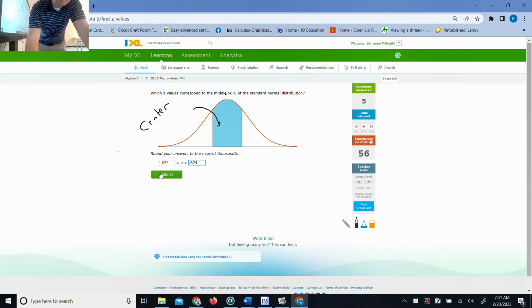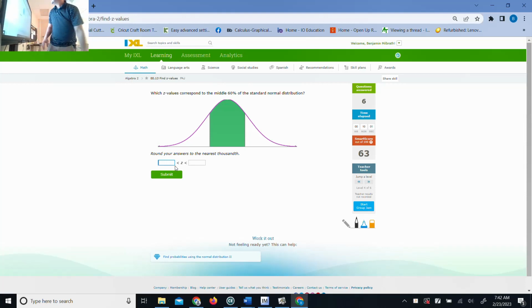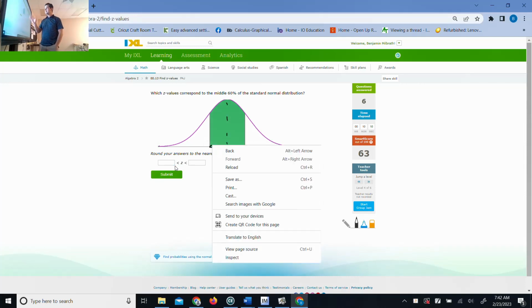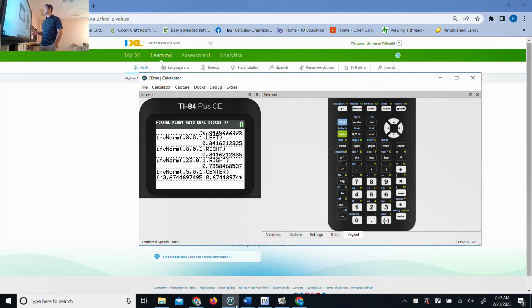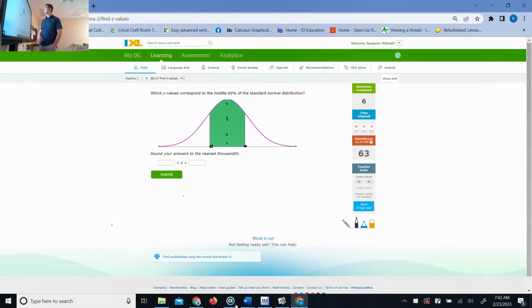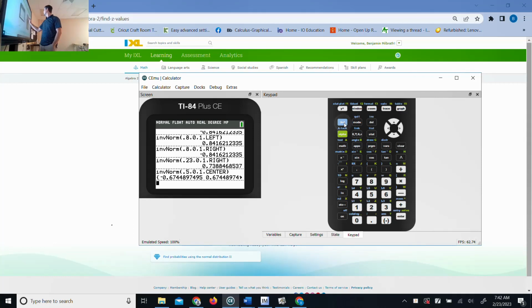Part of me hopes you're not doing this too soon so that you can remember it for your EOC, but it's really easy. Here's the middle 60. We're going to have symmetry on these points because these guys right here are the same distance from the middle. So one of them is going to be negative and one of them is going to be positive. Second vars, inverse norm, middle 60, 0.6. Everything else stays the same. Paste, enter. So here we have negative 0.842 and positive 0.842.